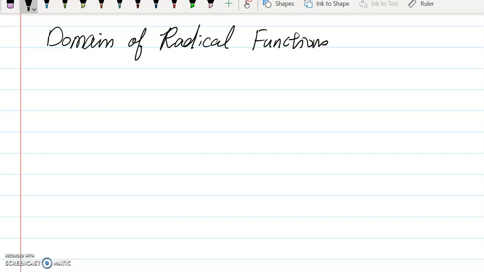Hello again. So this time we want to talk about the domain of the radical function. Okay. So like last time, I'm asking you, what does the radical mean? Usually the radical function means the inverse function of the polynomial function.